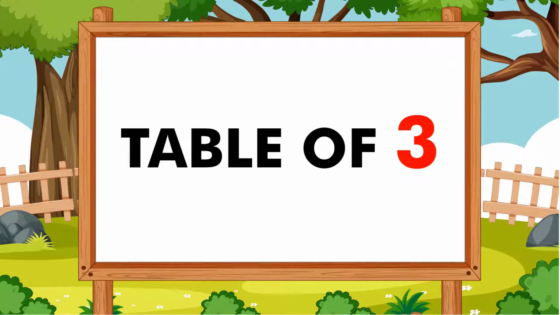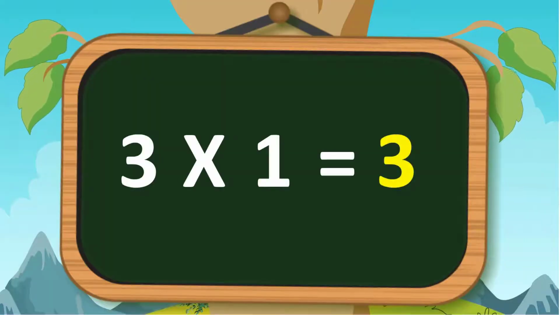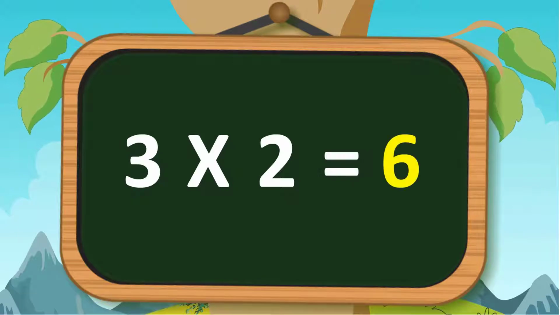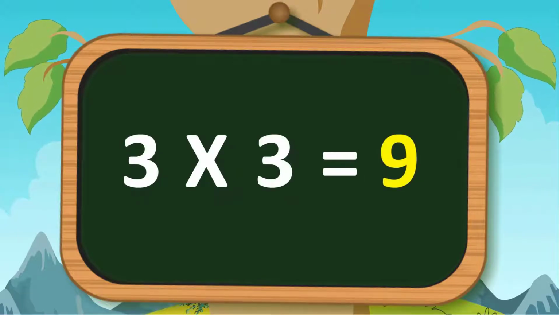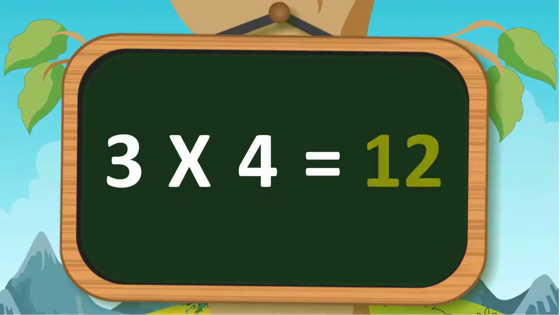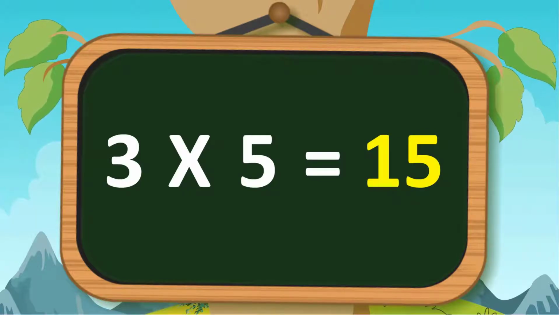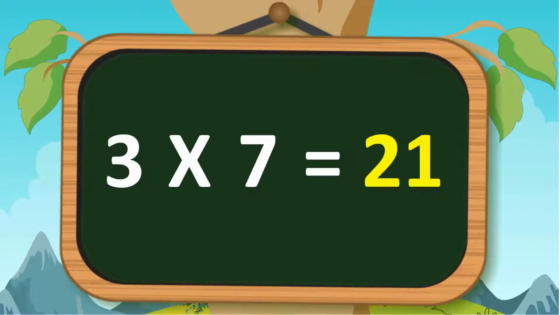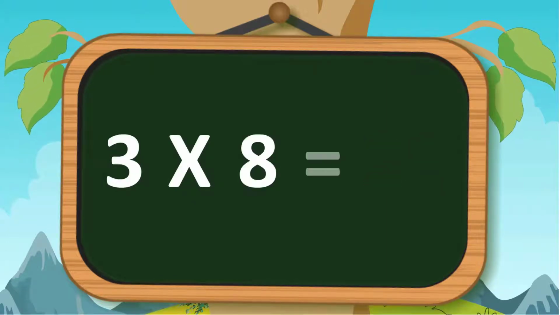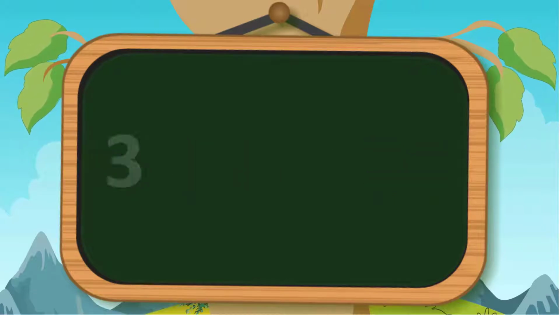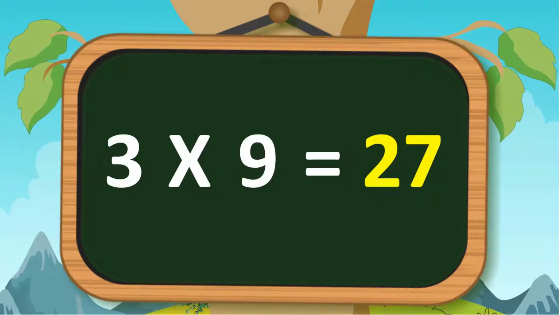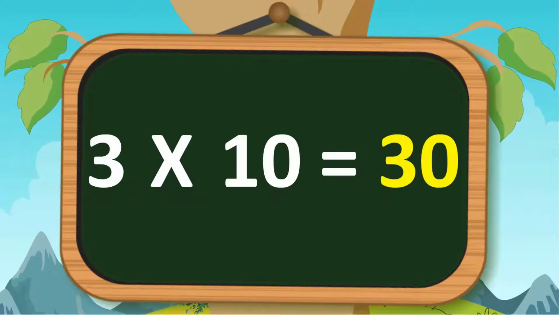Hello children, today we will learn table of 3. 3 1's are 3, 3 2's are 6, 3 3's are 9, 3 4's are 12, 3 5's are 15, 3 6's are 18, 3 7's are 21, 3 8's are 24, 3 9's are 27, 3 10's are 30.